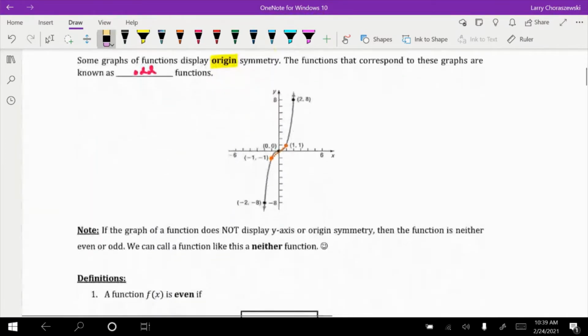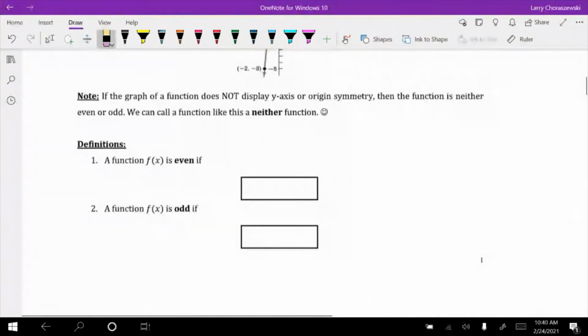Now I'm going to give you an analytic way of defining functions that are even and odd. But just in case anybody's wondering, are there functions that don't have either type of symmetry? The answer is yes. And those functions that don't have y-axis or origin symmetry, or in other words, functions that are not even and are not odd, we just call them neither functions.